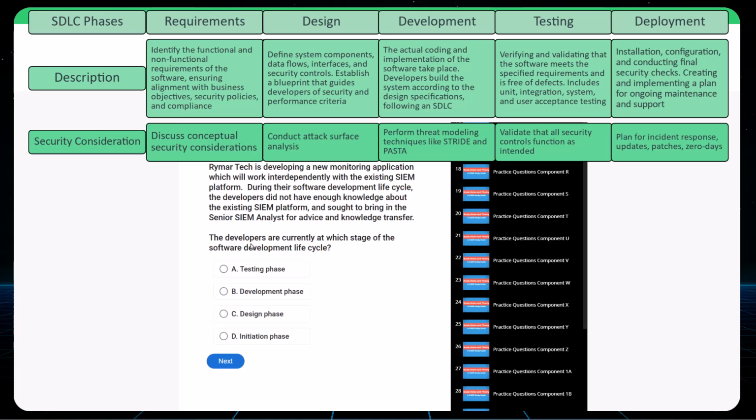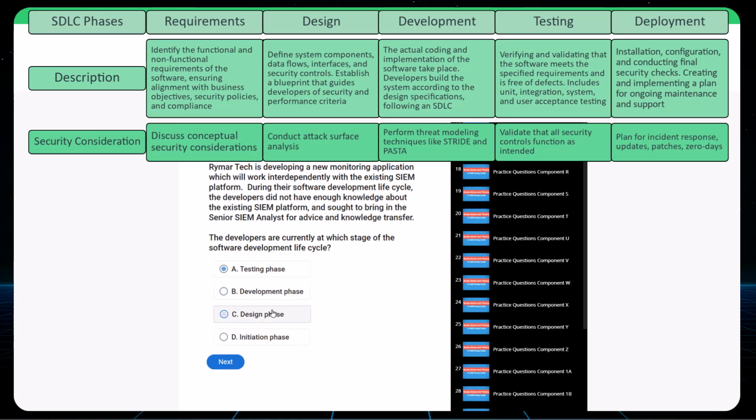But this question is asking, developers are at which stage of the SDLC? What they did was they brought in a SIM specialist of the SIM platform, because they didn't know much about the SIM stuff, to give advice and knowledge transfer. And this is, again, from my real life experience. When developers develop code, they sometimes call in the security professionals, especially the network security guys, to see how they can develop the code more securely, how they work around our own security functions. So I'm going to say it's not the testing phase, because they're still developing the code. It could be the development phase. We're going to say choice B is a strong possibility.